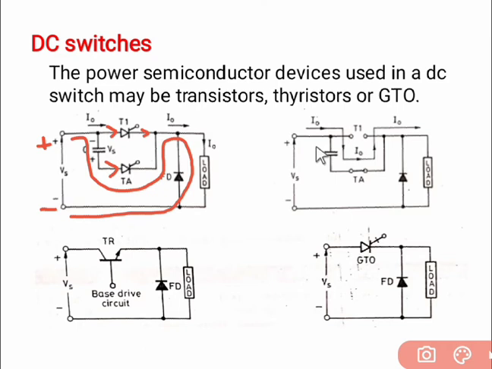So now the full current is flowing through TA. The capacitor is now charging with this polarity, this positive and this negative.